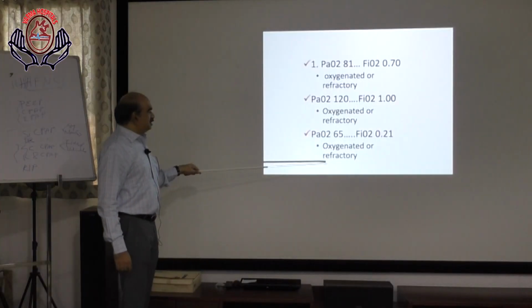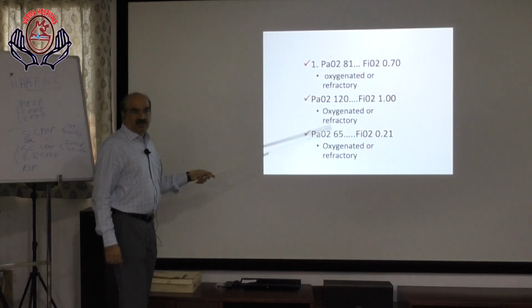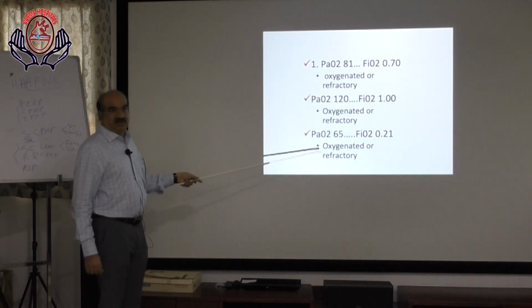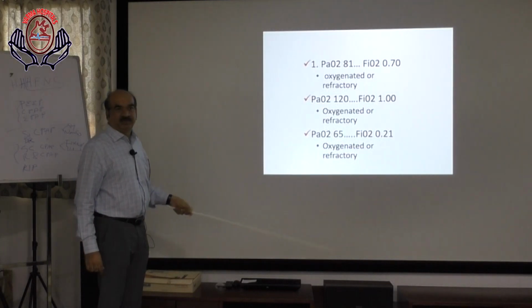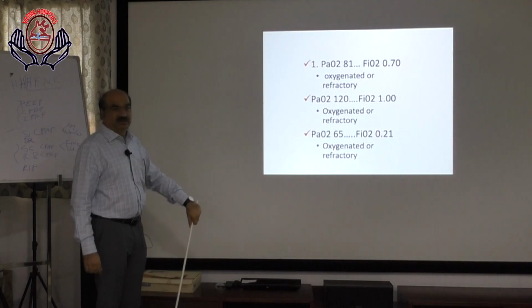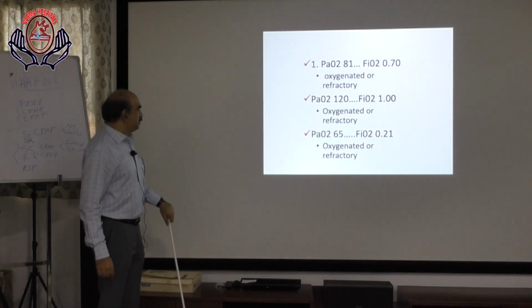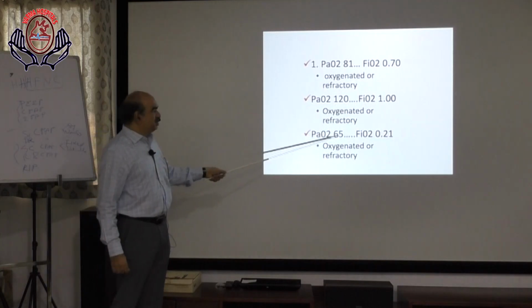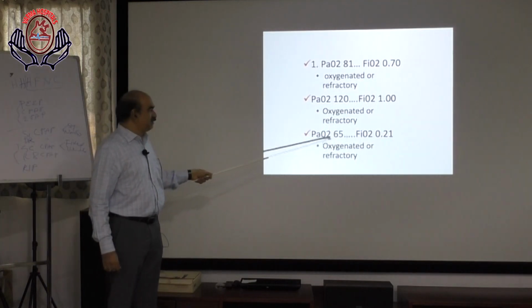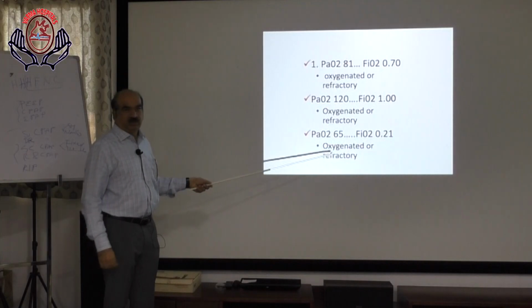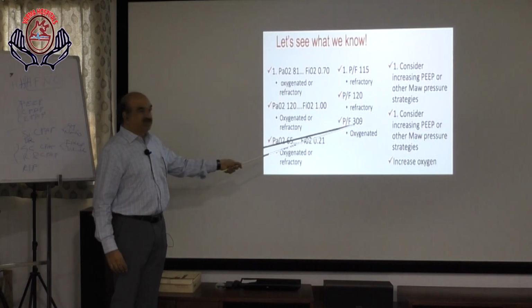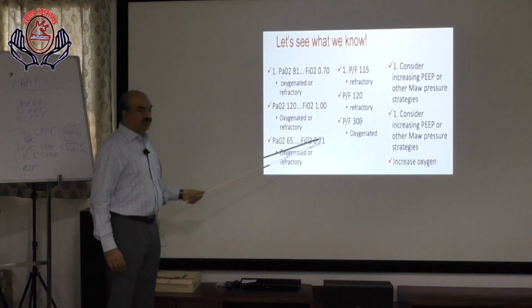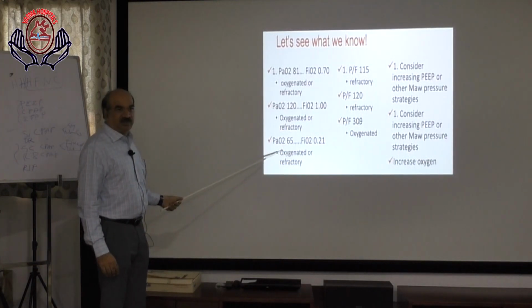So among the three patients, which is more oxygenated? Which patient doesn't need PEEP? Last one has PaO2 65, but with room air. So PaO2 by FiO2 ratio is important. More than PaO2, that ratio is important. In the third case, PF ratio is 309. You can just increase oxygen, that is enough to maintain PaO2 of up to 80.